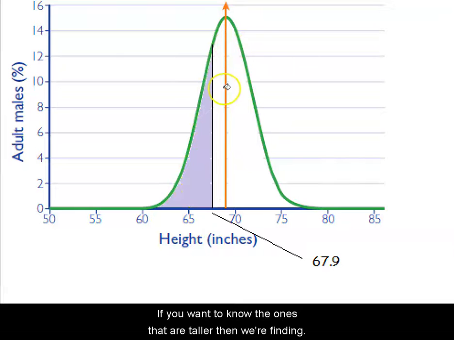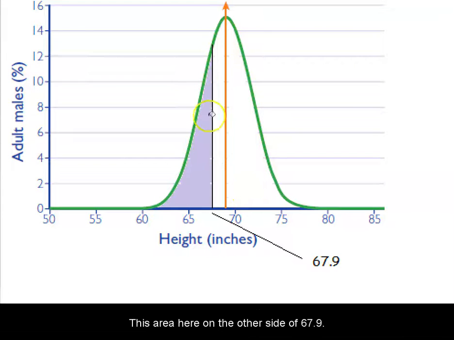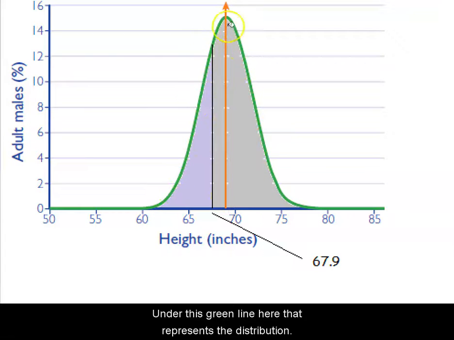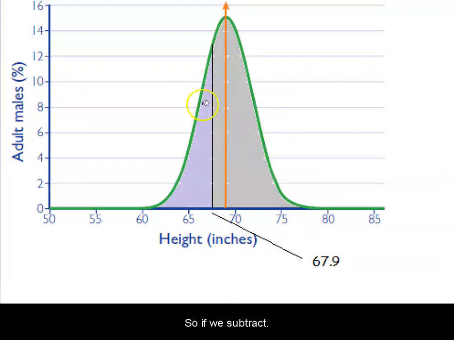If we want to know the ones that are taller, then we're finding this area here on the other side of 67.9. So we want to know what is this whole area here. Well, 100% of the data would be under this green line here that represents the distribution. So if we subtract the data that's in this area, that 34.5% from 100%, then what's left will represent these values that are more than 67.9. So that's how we would subtract 34.5% from 100 to find the ones that are more.